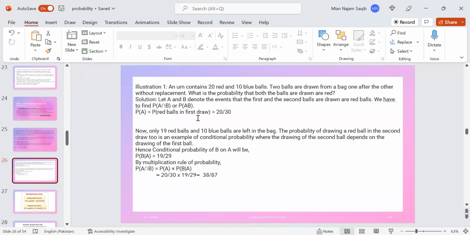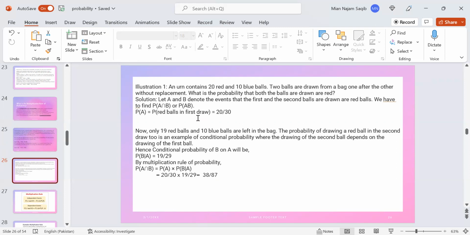An example of this can be demonstrated as follows. An urn contains 20 red and 10 blue balls. 2 balls are randomly drawn from the bag one after the other without replacement. What is the probability that both balls drawn are red? To figure out the solution, let A and B denote the events that the first and second balls drawn are red. We have to find the probabilities of A and B. As you know, there were 20 red balls out of 30, the total number of balls, when the first ball is drawn. Now, once you draw out the first ball, there are only 19 red balls remaining and 10 blue balls left in the bag, since we didn't pull out any blue balls.